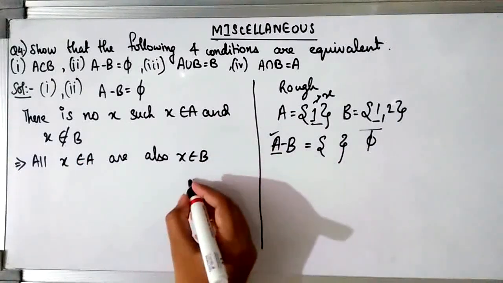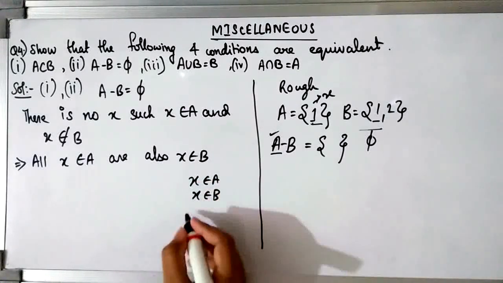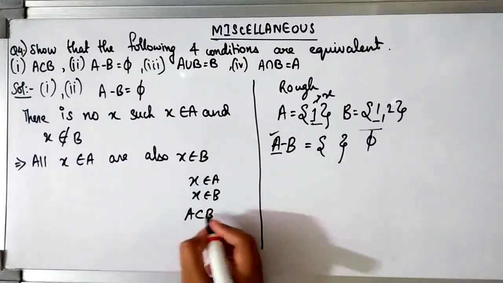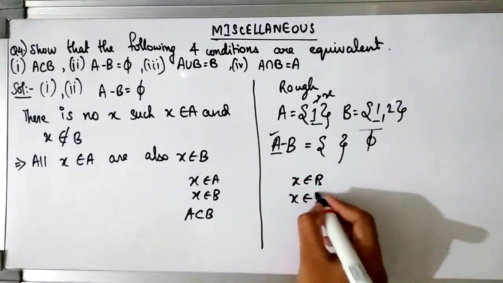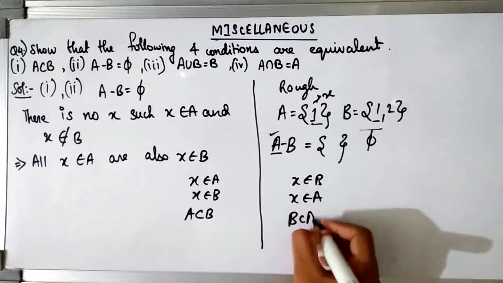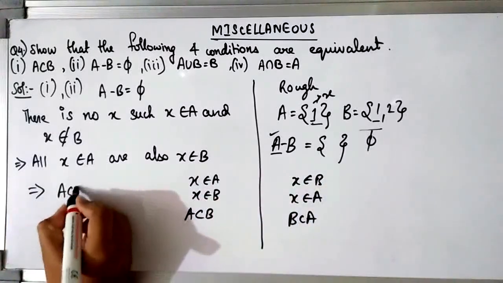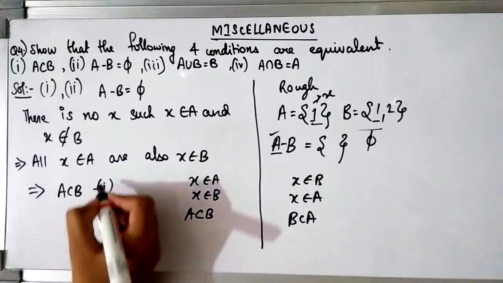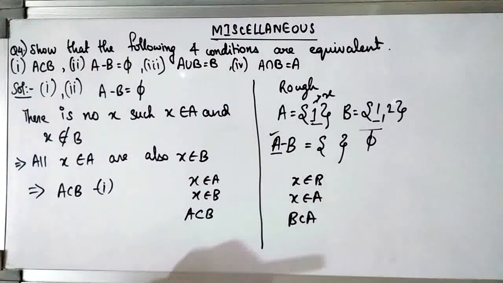Now whenever we get that x belongs to A implies x belongs to B, we can write that A is a subset of B. Or whenever we get x belongs to B implies x belongs to A, we can write that B is a subset of A. So with this we can write that A is a subset of B, which is nothing but our first condition. So we proved that the first and the second conditions are equivalent.